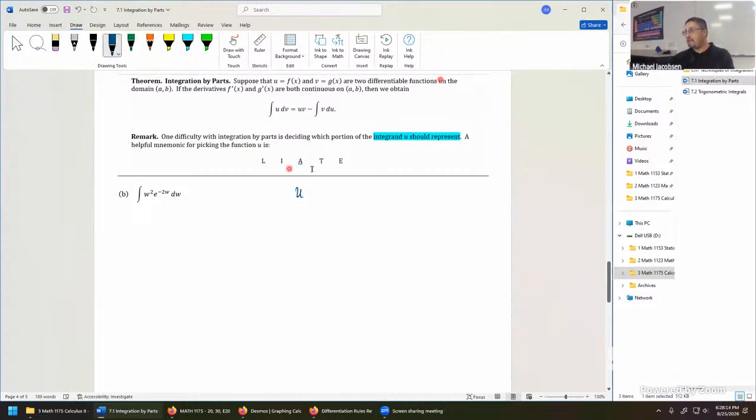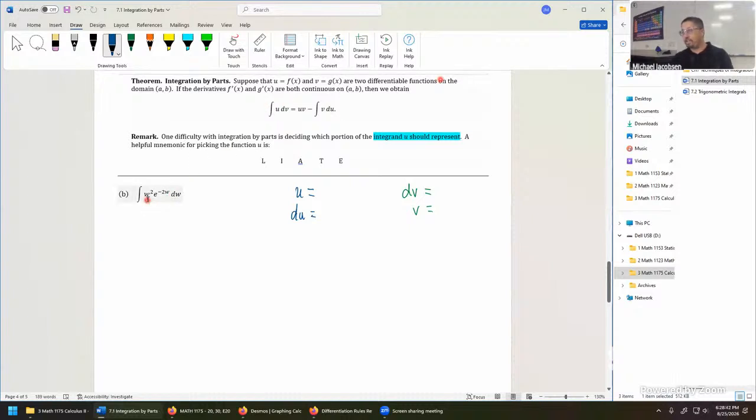We need a u function. The acronym down below here helps us pick u. After we get our u, everything else in the integrand will be dv. We'll find the antiderivative, that's going to be the v. We'll do the differential in the left column, that'll be the du. And so this is how integration by parts really starts out. Solving these components, and then running through this part of the formula here.